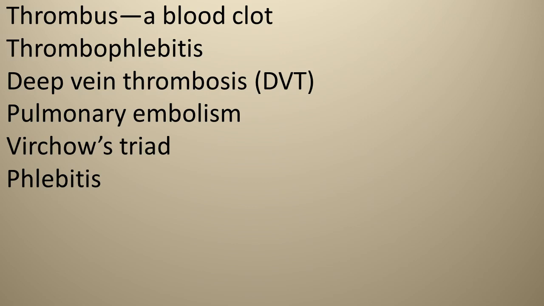Venous thromboembolism. Now we're going to talk about venous problems or venous insufficiency. It could be due to a clot, could be a thrombophlebitis, an irritation or inflammation of the vein, a DVT, pulmonary embolism, or Virchow's triad, which has to do with blood flow, endothelial injury, and hypercoagulability. And then, of course, phlebitis.